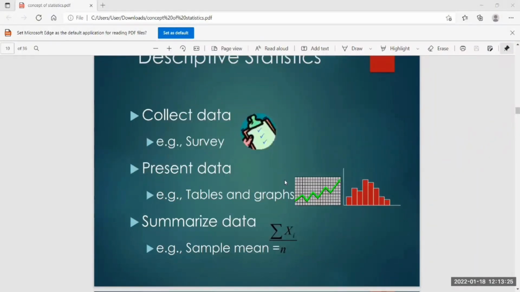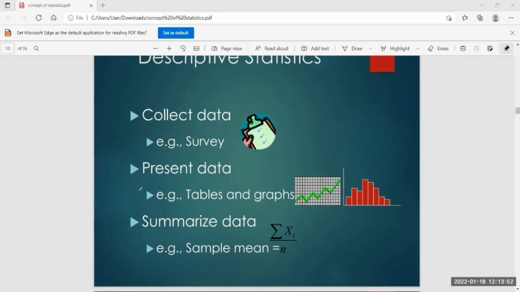So the descriptive statistics. For the descriptive statistics, you have to collect data in the survey and present the data. Examples are tables and graphs. This is the statistics that is descriptive. The graphs and the tables are just showing you frequencies and percentages.